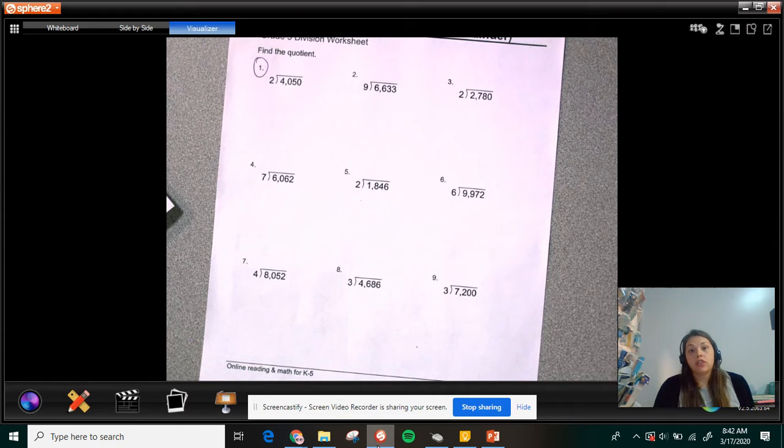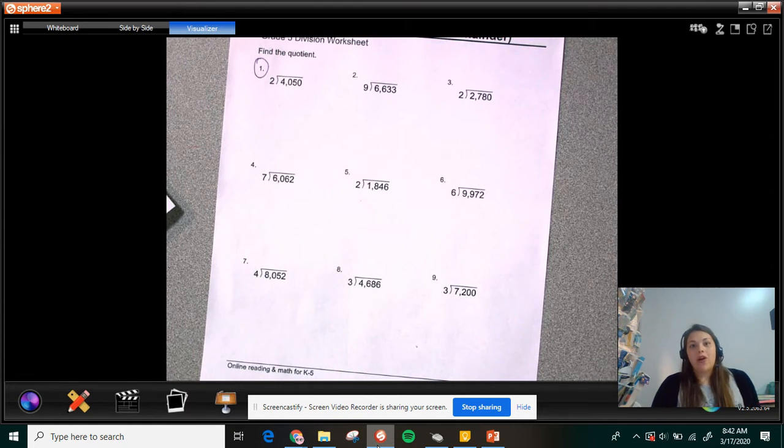And since we are starting division, I have a division joke of the day for you. How do you divide 17 potatoes between 4 people? You mash them.